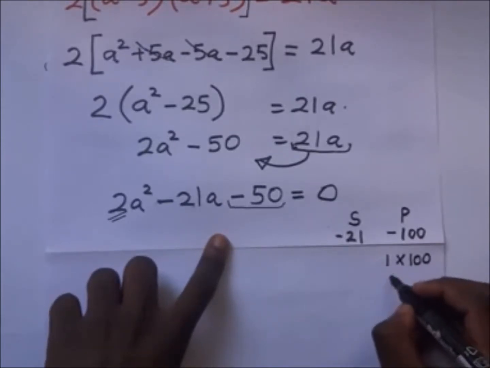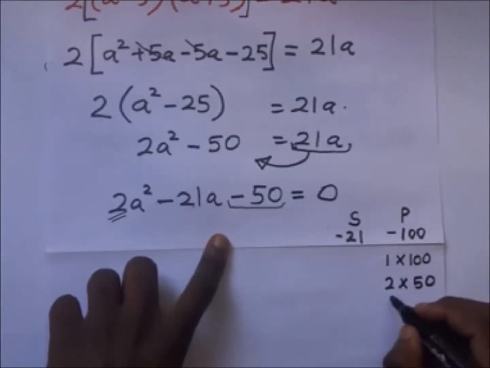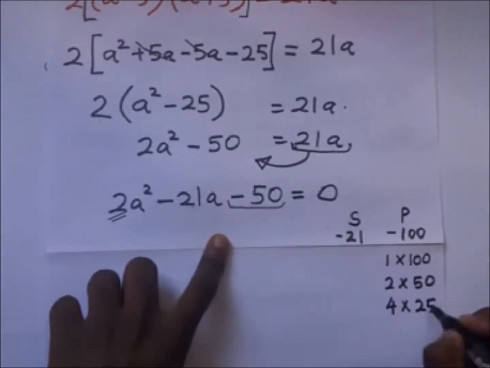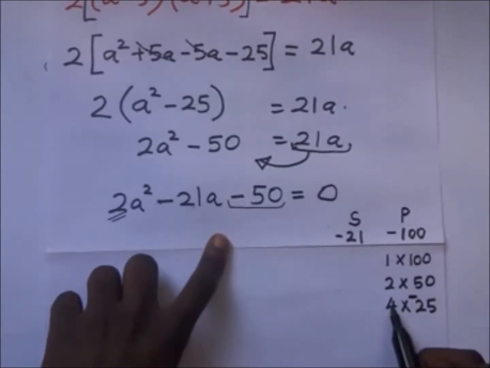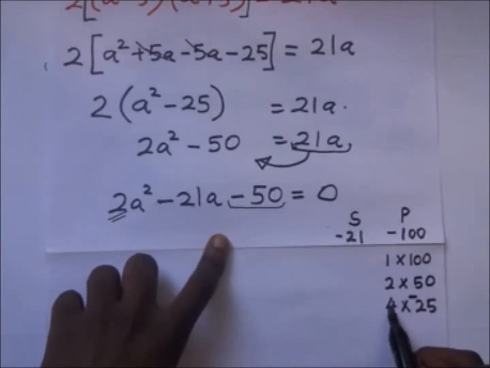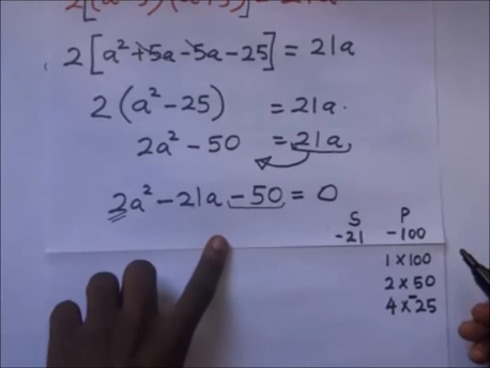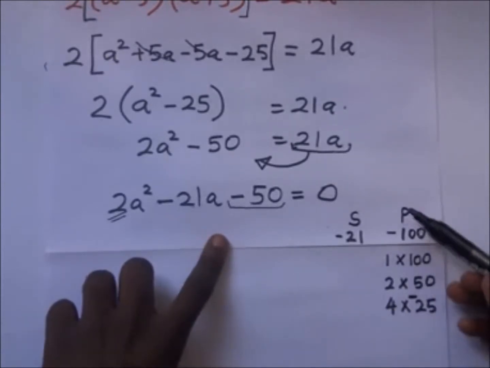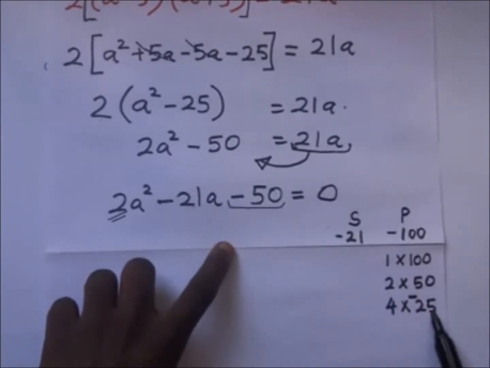We have 2 times 50. We have 4 times 25. Now if you look at 4 and 25, if we manipulate these two, they can give us what we want. If we made 25 negative, 4 plus negative 25 gives us negative 21. Then 4 times negative 25 gives us negative 100. So when we multiply these two, they give us a product of negative 100. When we add these two, they give us a sum of negative 21. So we'll go with these two.